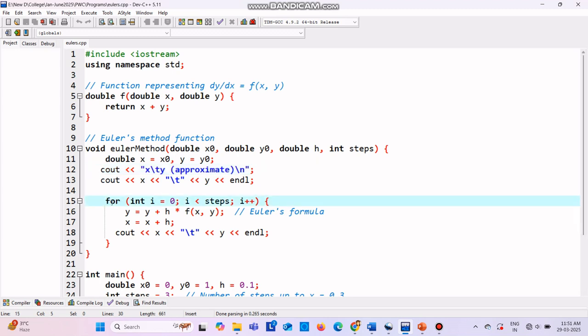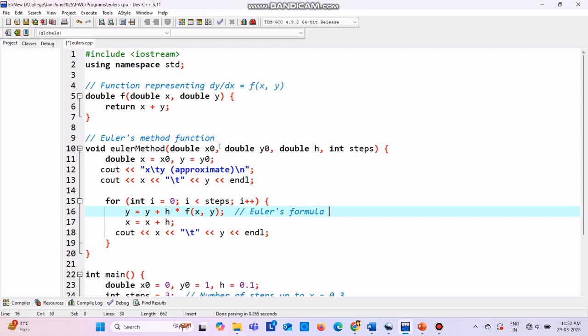For how many times are we going to perform these steps? The same steps we perform step-number of times, and this time the number of steps is 3. In step number 1, we will calculate the next value of y. So y will be equal to y plus h into f of x, y. When we are entering the loop, that is step number 1, i equal to 0, 0 less than 3, so we are entering. What is the value of y?